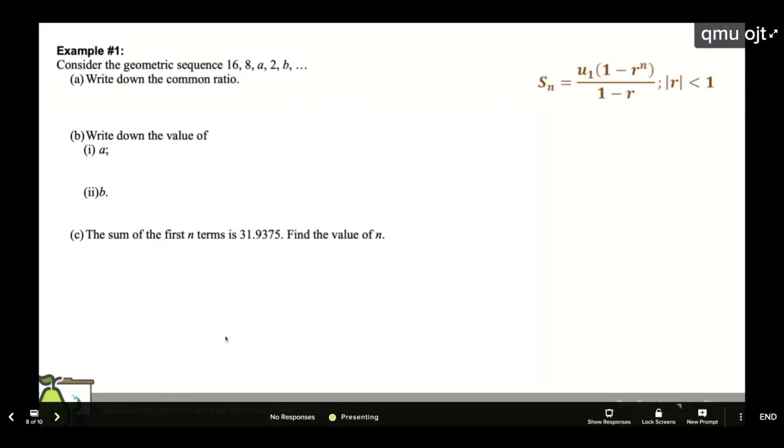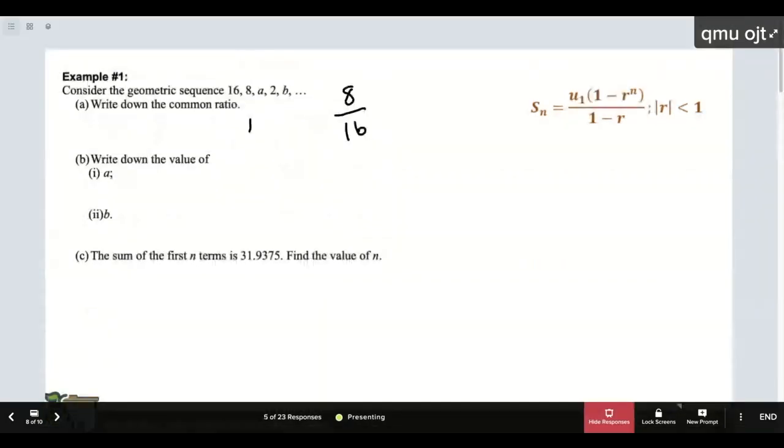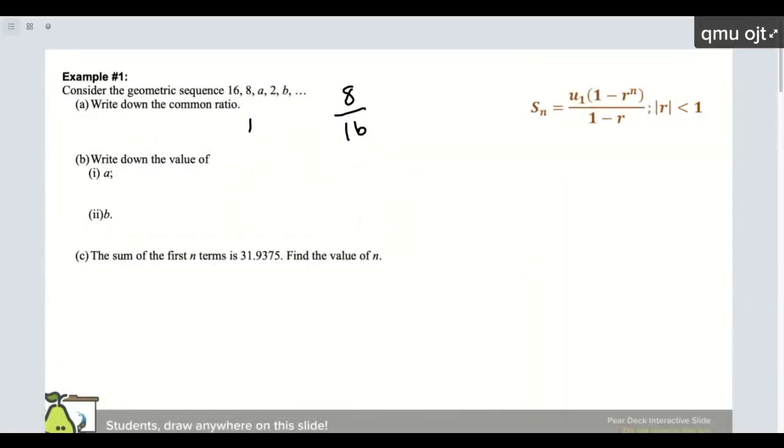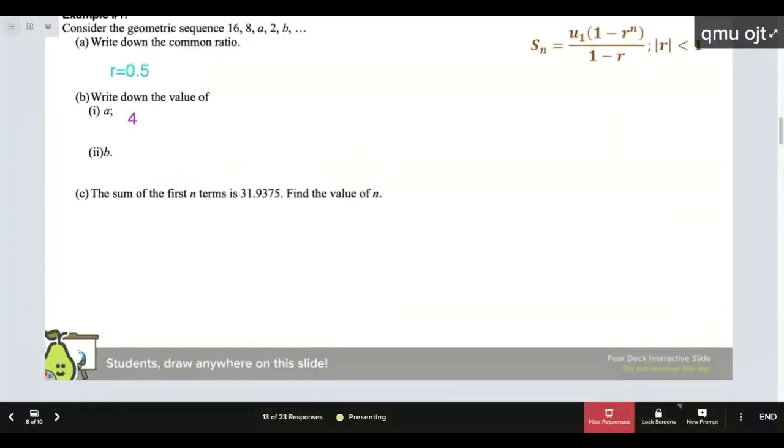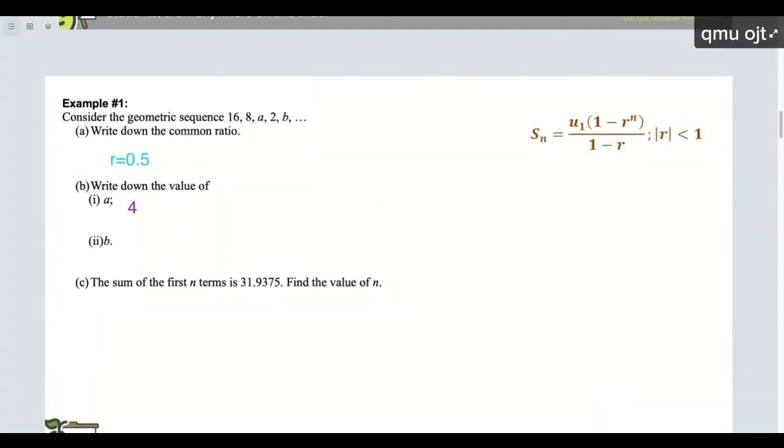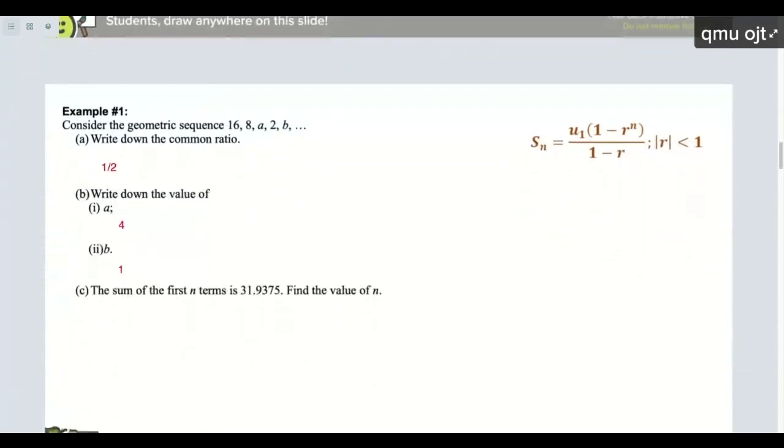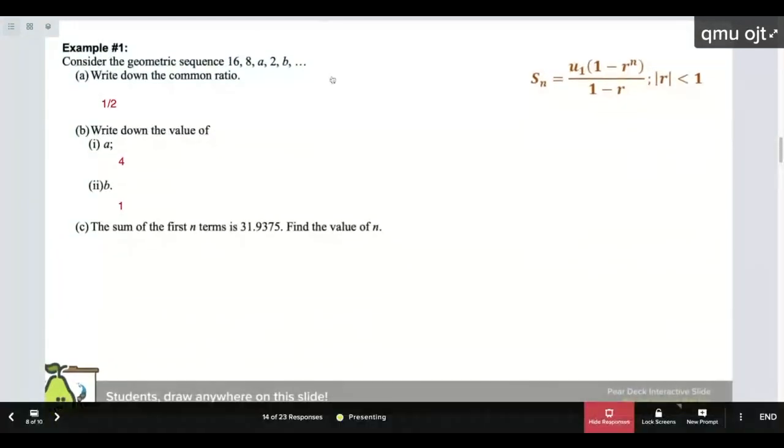So here, perfect IB problem, they say, what's the common ratio? Again, you just divide 8 divided by 16. See that? 8 divided by 16. That's it. That's how you find a ratio. It should be 1/2. So then if you know the ratio is 1/2, finding A and B should be really, really simple. So right, A has to be 4 because 8 divided by 2 is 4. 2 divided by 2 is 1, I promise you.